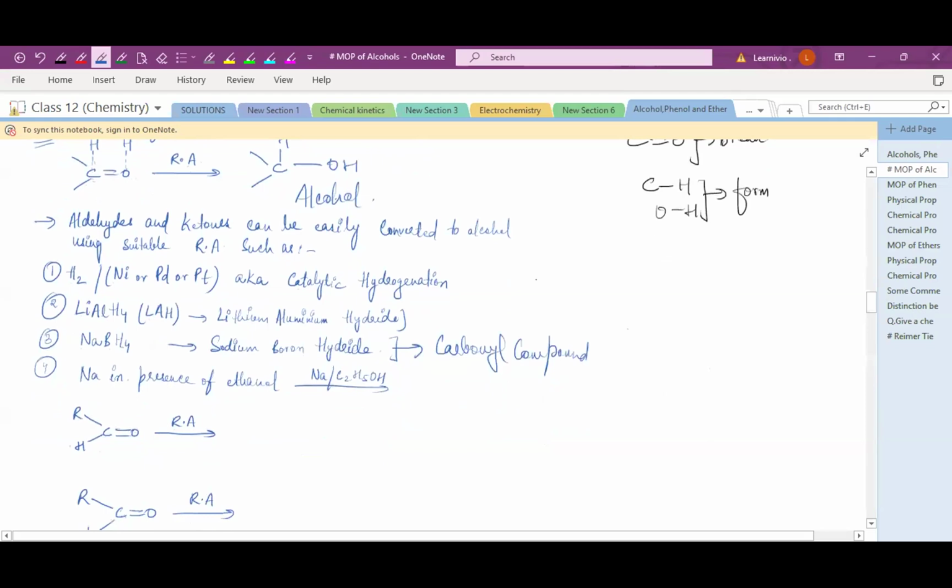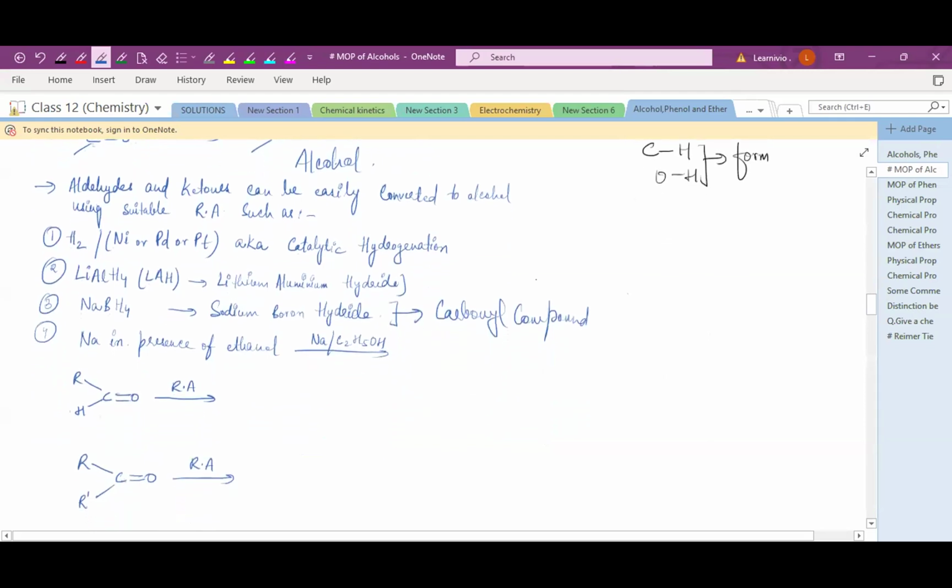Now let's see some reducing agents. Aldehydes and ketones can be easily converted to alcohol using a suitable reducing agent. The first is catalytic hydrogenation. Hydrogenation means the addition of hydrogen, H2, in the presence of a catalyst, right? Which type of catalyst? Like nickel, palladium, platinum. So H2 in the presence of nickel, palladium, or platinum is known as catalytic hydrogenation.